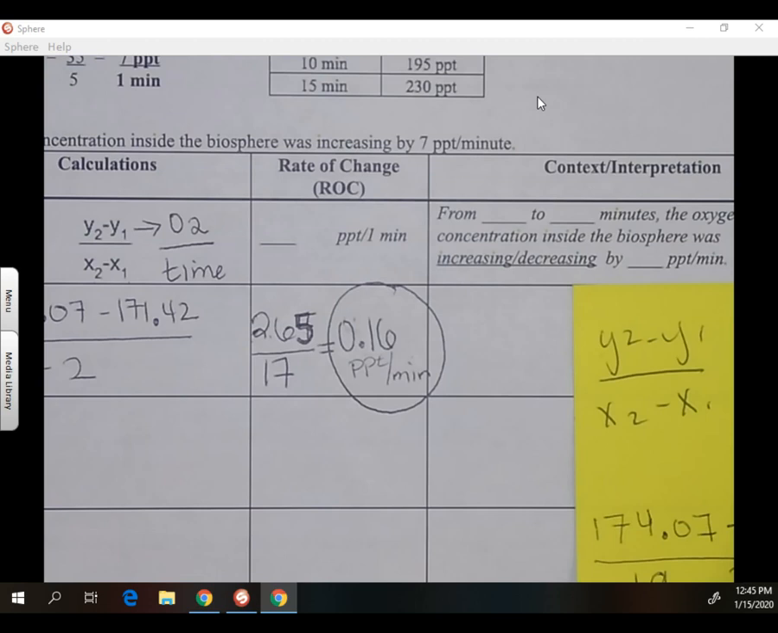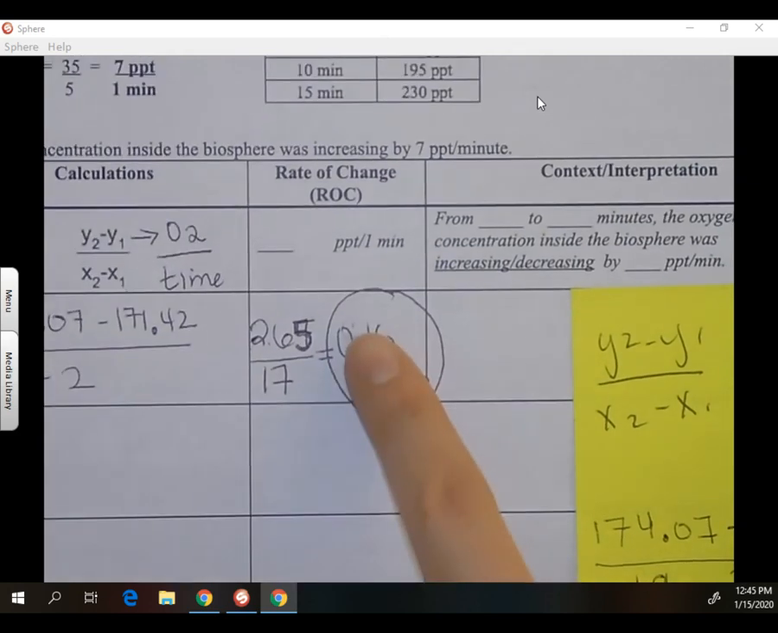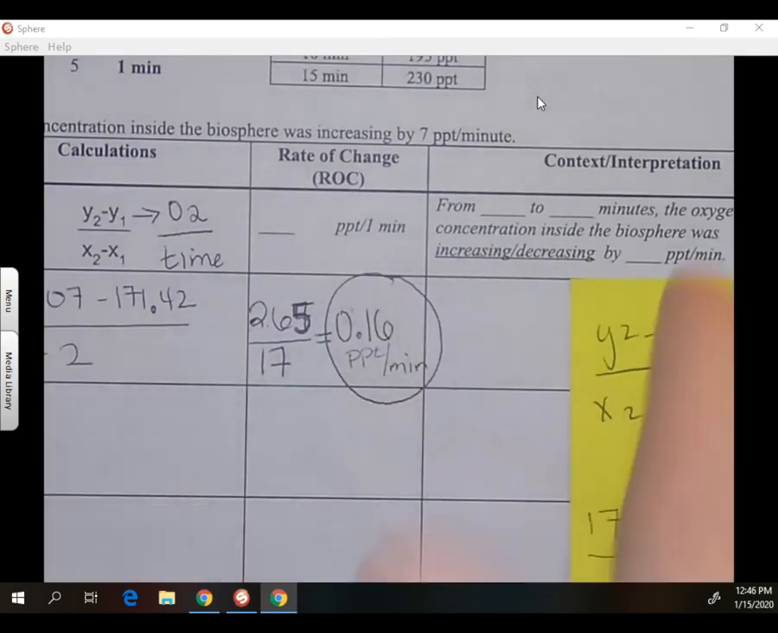You may see data sets that are faster than this. You may see data sets that are slower than this. You may see data sets where this is a negative number, which means the rate went down. That's going to be up to your group to decide.